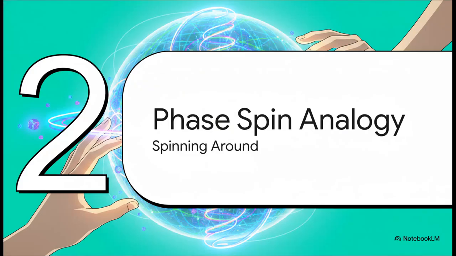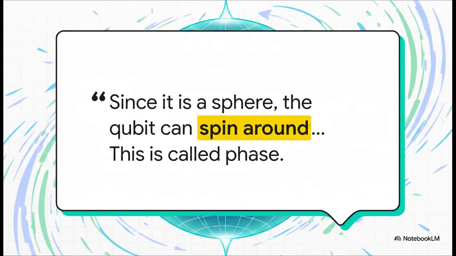Okay, moving on to section 2, the phase-spin analogy. I absolutely love this quote from our source material. It says, "Since it is a sphere, the qubit can spin around the sphere. This is called phase." Give yourself this vivid mental analogy right now. Imagine the qubit physically spinning around that central vertical z-axis. While the up and down latitude tells us our probability of measuring a 0 or a 1, that horizontal longitude, where it sits as it spins around the equator, dictates the quantum phase.